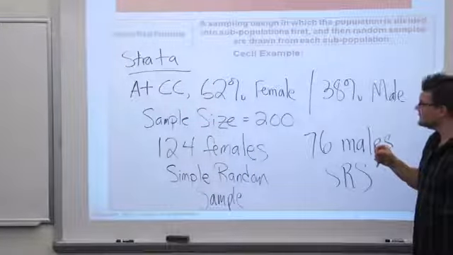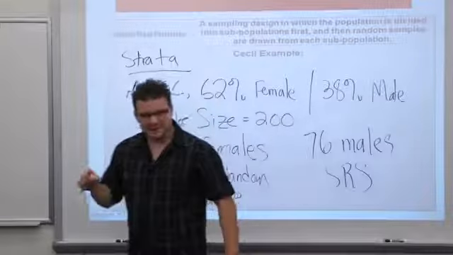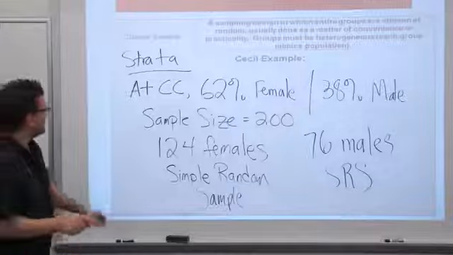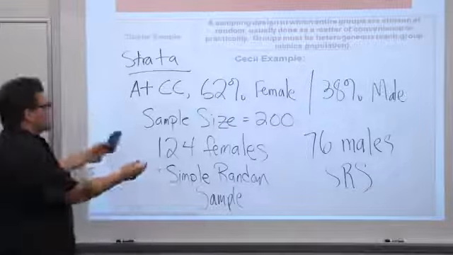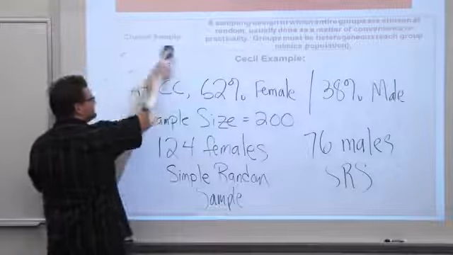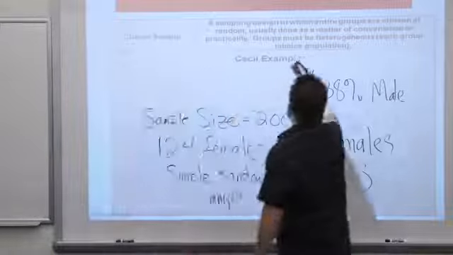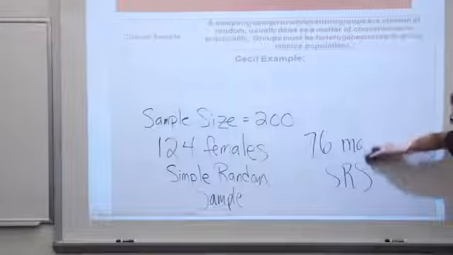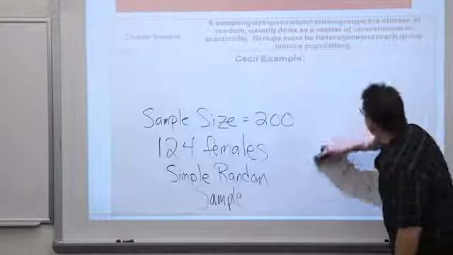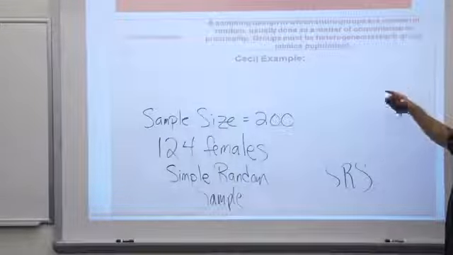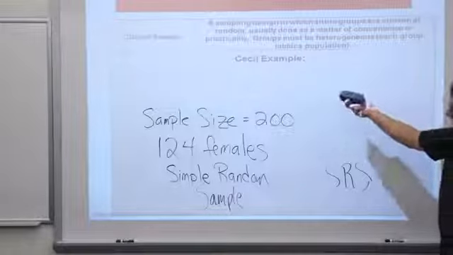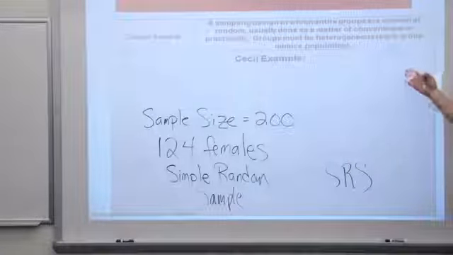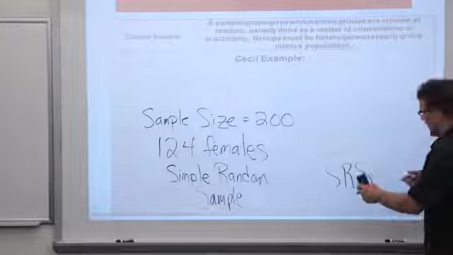All right. Clusters next, I bet. I hope I'm right. All right, good for me. Another way to take a sample, cluster sample. A sampling design in which entire groups are chosen at random, usually done as a matter of convenience or practicality. Okay? Groups must be heterogeneous, and what that means is that each group mimics the population.